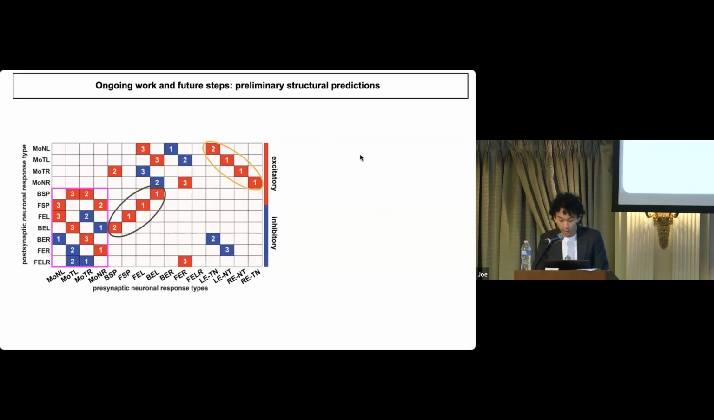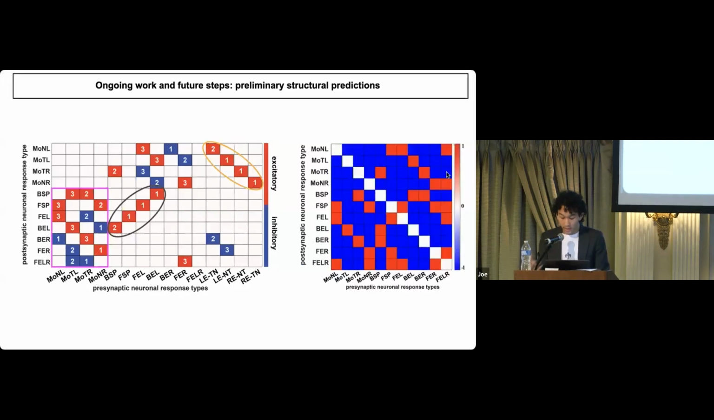For example, highly ranked predictions from the ensemble modeling include excitatory connections from retina to monocular response types, which is highlighted here by this orange ellipse, and that is in tune with what we know about the retinal projections. It also predicts connections from monocular to binocular response types and recurrent connections between response types that respond to similar stimuli. More excitingly, we predict the network to be mostly inhibitory, which is also in line with some of the new experimental findings from our collaborators in Japan.